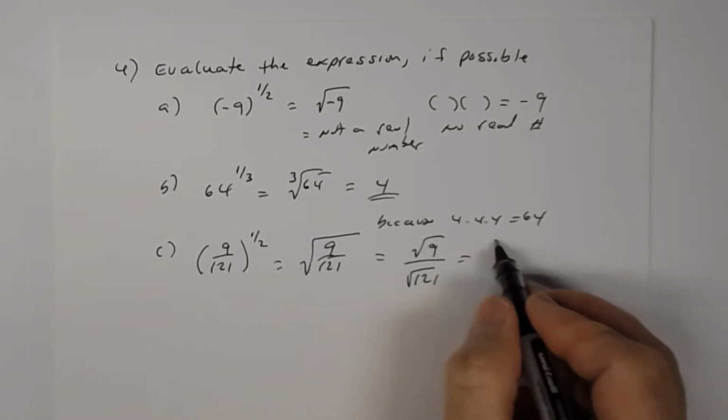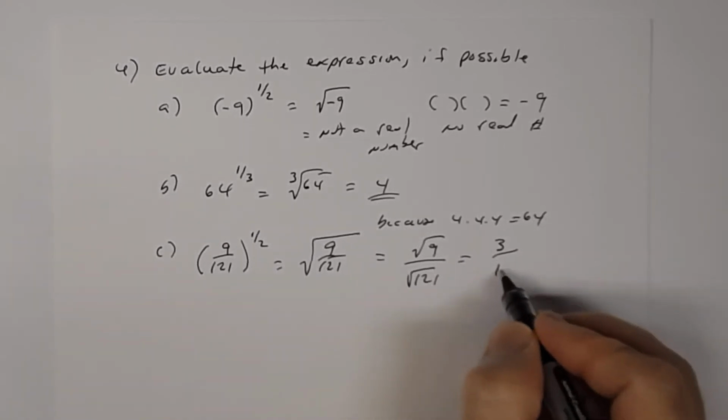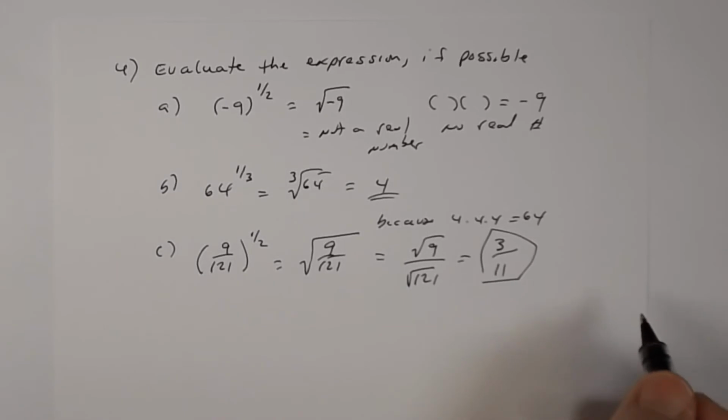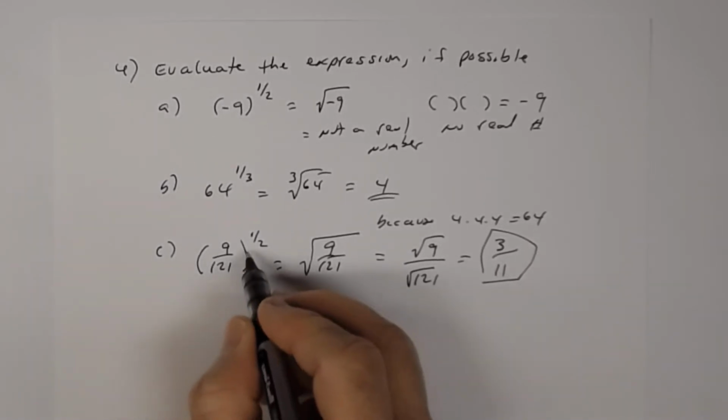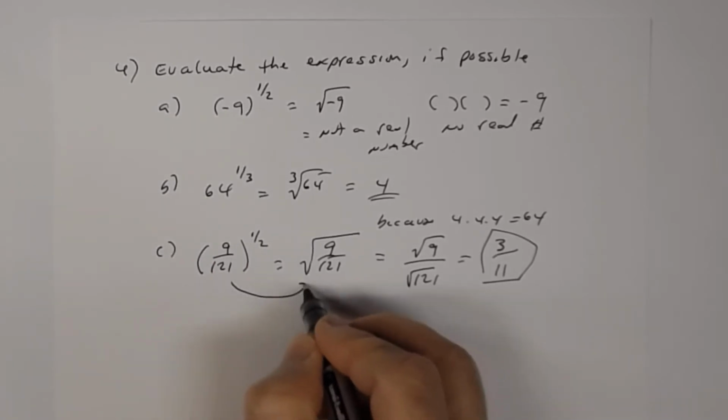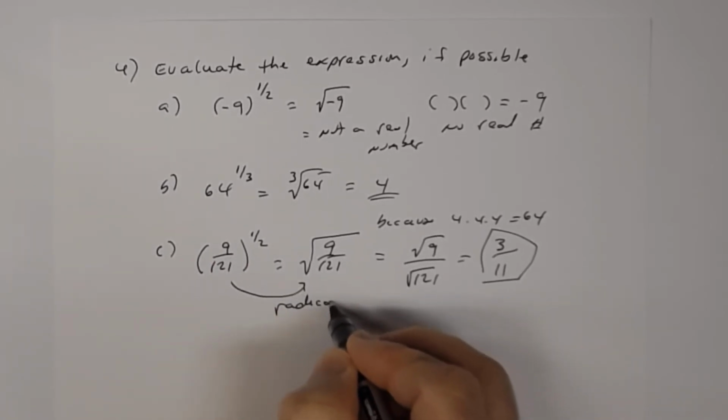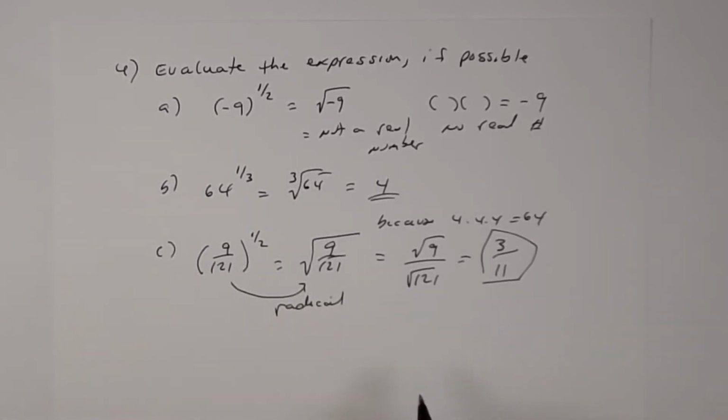And the square root of 9 is 3, and the square root of 121 is 11. So the answer is 3 divided by 11. All right. But remember, what's happening here is you're going from a rational exponent to a radical. So you're changing it to a radical.